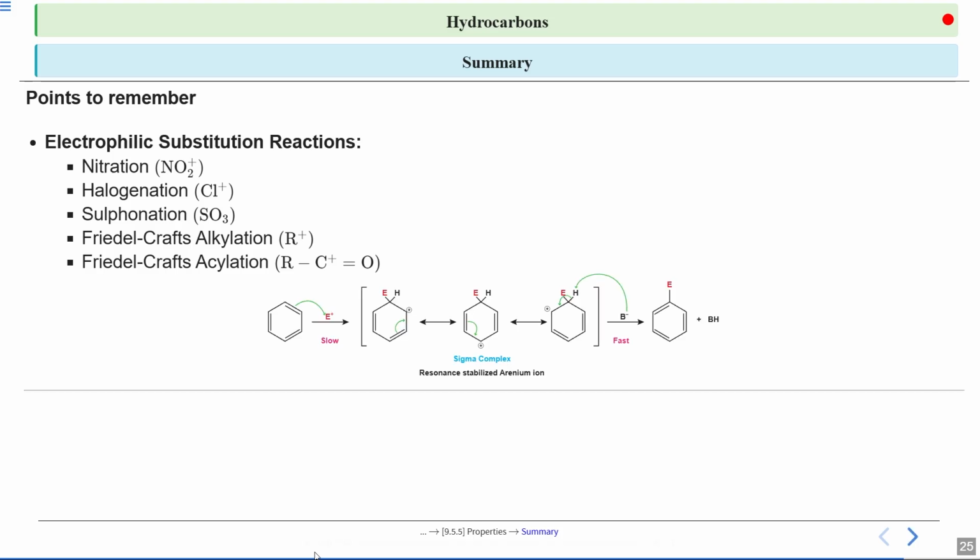This was the overall mechanism in which an electrophile, which is a positively charged or neutral species that can accept electrons, reacts with your electron-rich benzene to form a sigma complex or arenium complex, which is further stabilized by resonance. At last, a base can come and extract the proton from this sigma complex, creating back your aromatic compound along with the substitution of hydrogen with an electrophile.